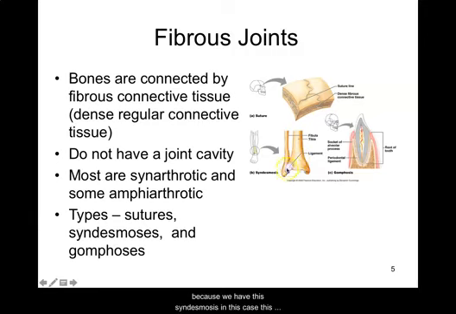And so that's because we have this syndesmosis. In this case, this really short ligament is creating a synarthrotic joint here. So it's completely immovable.